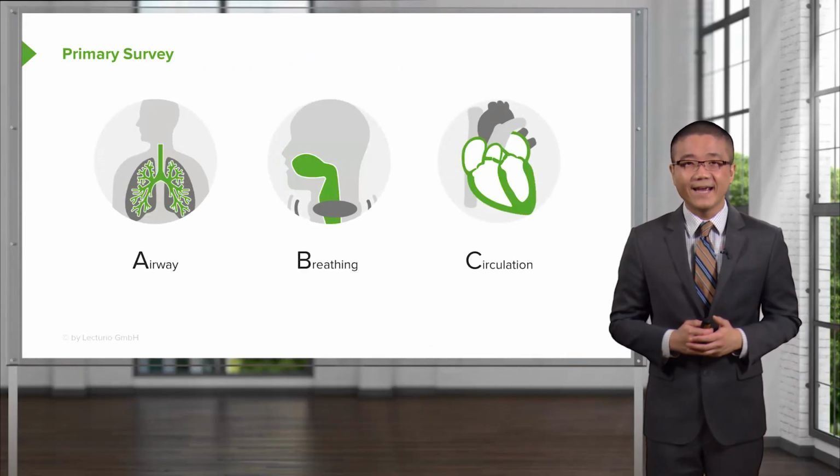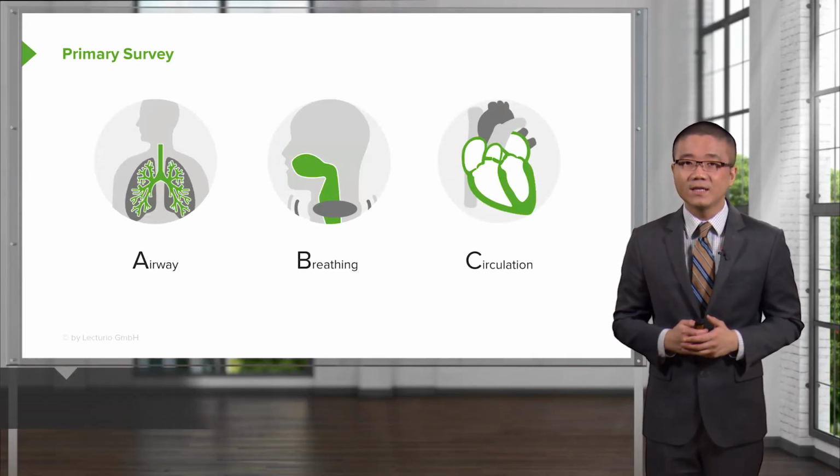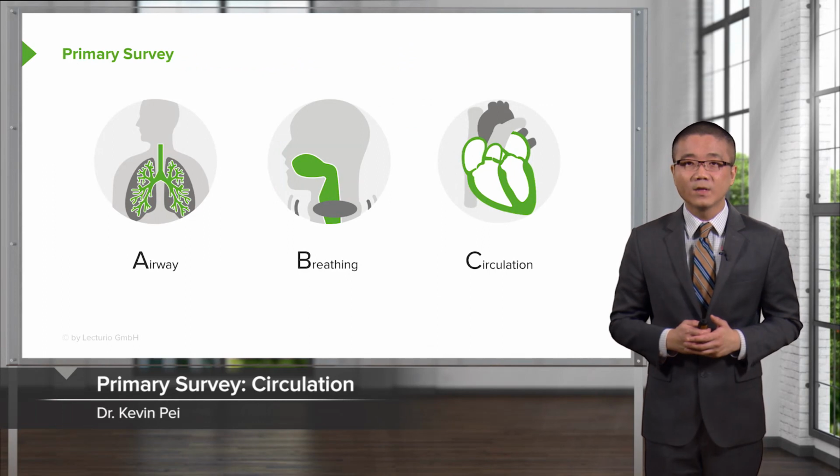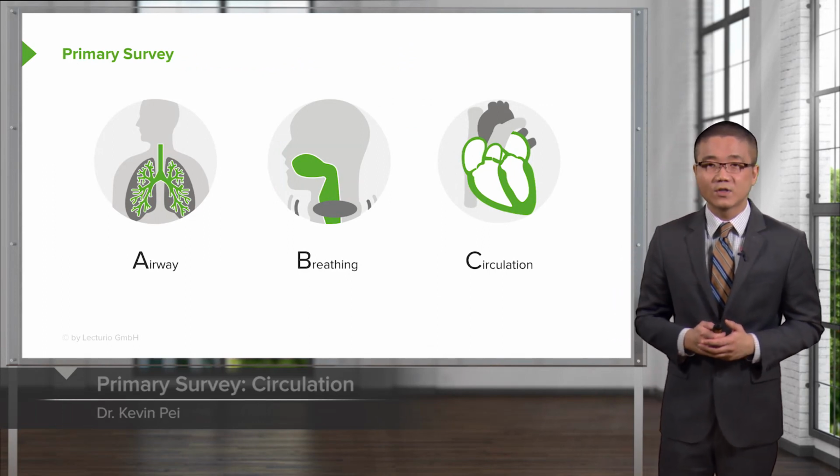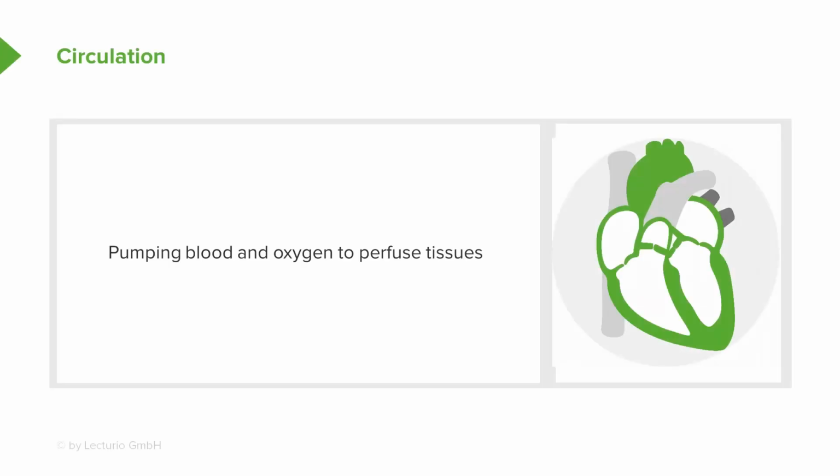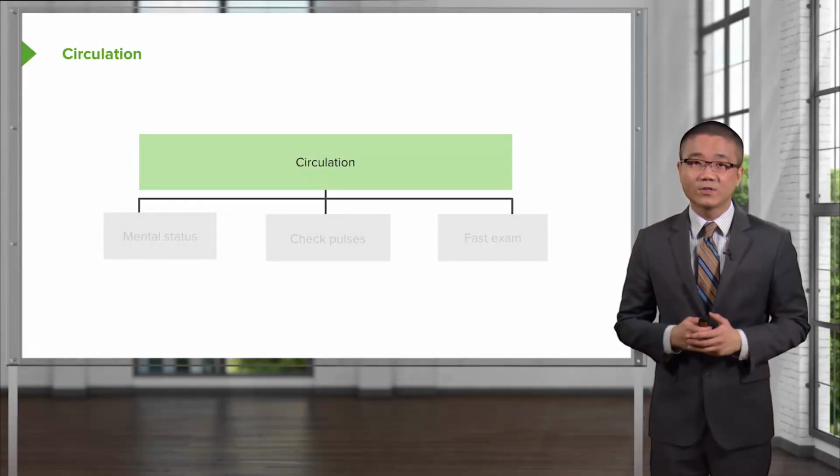When you have secured airway and ascertained that breathing, or the patient is moving air, we then move on to C for circulation. In circulation, we evaluate the heart's ability to pump blood and oxygenate or perfuse the tissues. How do we evaluate circulation?